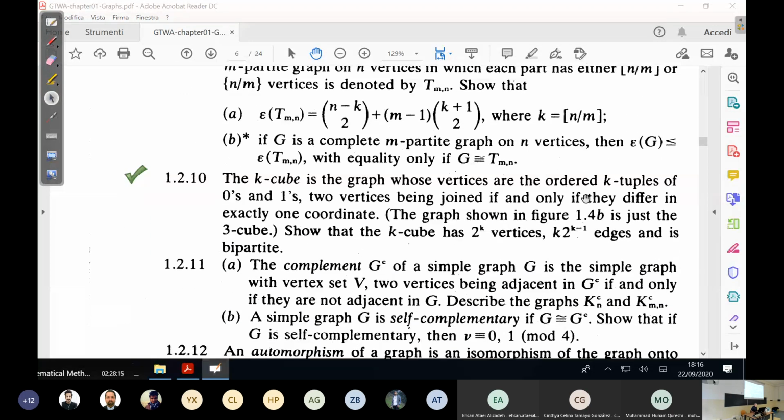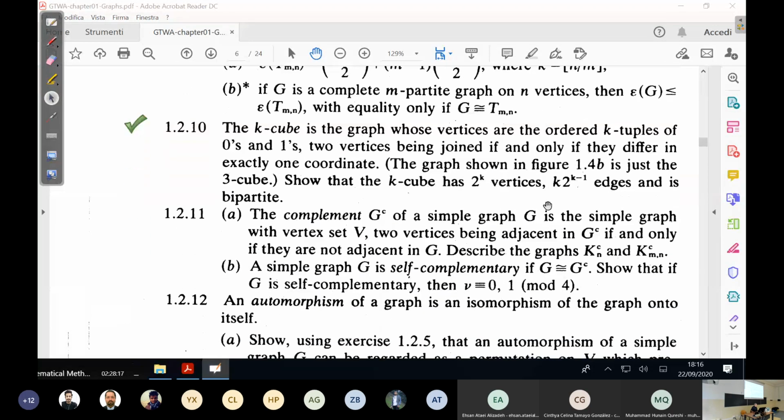I want to go to this. The K-cube is the graph whose vertices are the ordered K-tuples of zeros and ones. Two vertices being joined if and only if they differ in exactly one coordinate.